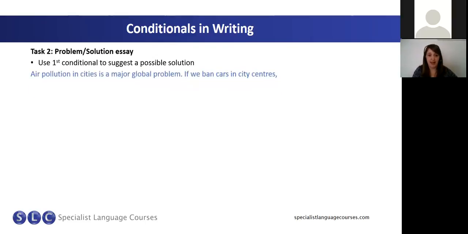Here's the problem. Air pollution in cities is a major global problem. And here is a possible solution. If we ban cars in city centres, then what will happen? We're looking here at the consequence of what might happen with our suggested solution. So write your ideas in the chat box. How could you finish this sentence? What will happen if we ban cars in city centres? First conditional, so we need to use will, and it's writing, so no contractions.